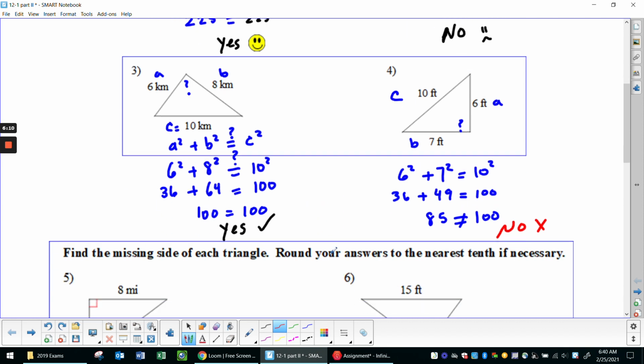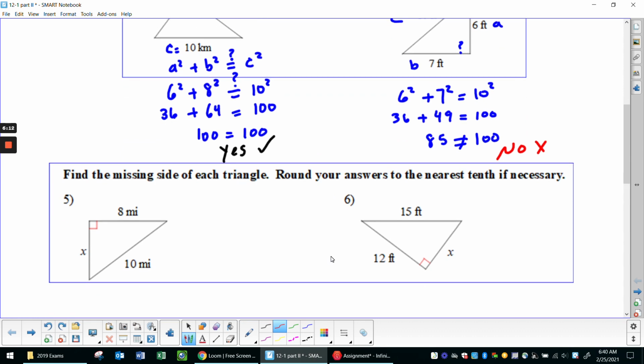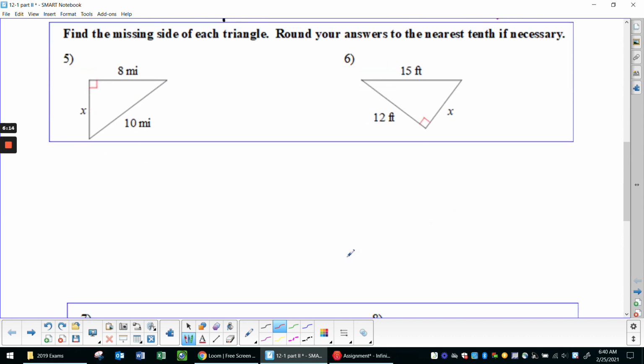Okay, so moving right along, today we're going to be looking at solving for the missing side of a triangle and rounding your answers to the nearest tenths. So we've been doing that as well. So that's one digit after the decimal. And these are all right triangles as indicated by this square here. And that shows that that's a 90-degree angle.